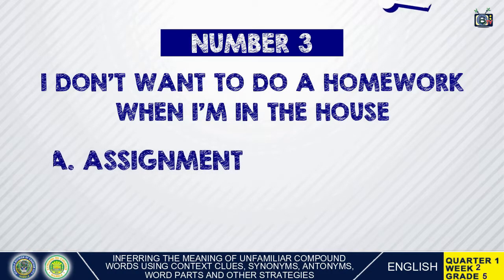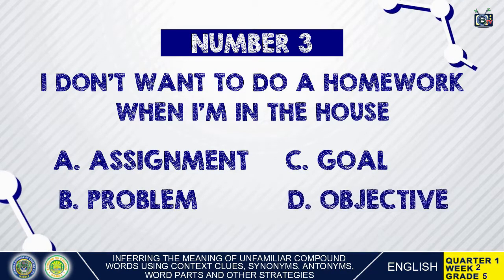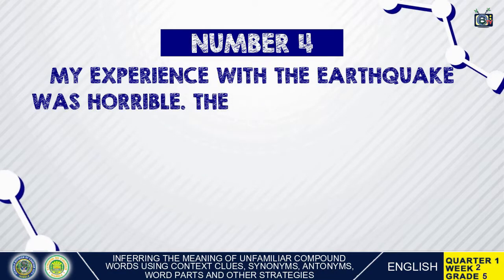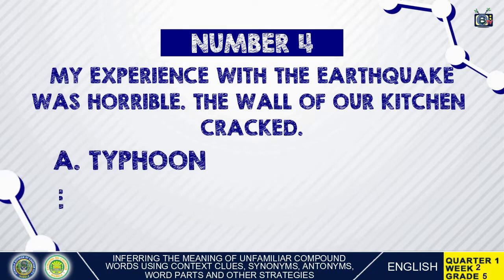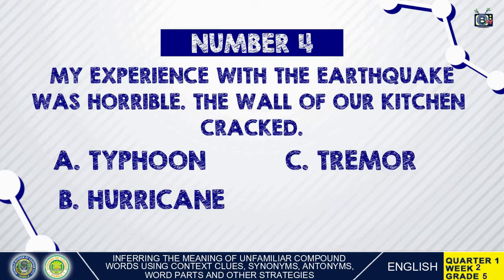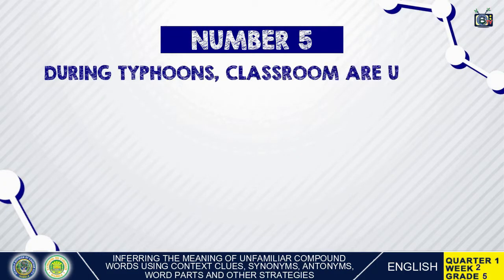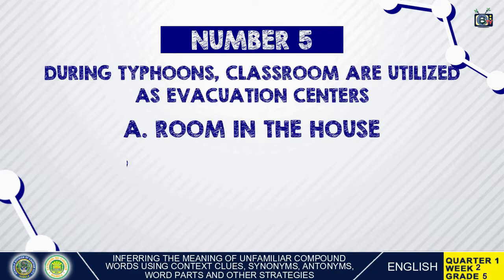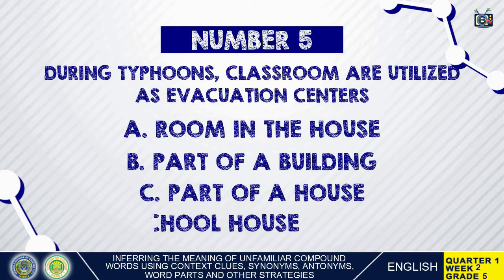A. Assignment. B. Problem. C. Goal. D. Objective. Number 4. My experience with the earthquake was horrible. The wall of our kitchen cracked. A. Typhoon. B. Hurricane. C. Tremor. D. Cyclone. Number 5. During typhoons, classrooms are utilized as evacuation centers. A. Room in the house. B. Part of a building. C. Part of a house. D. Schoolhouse.